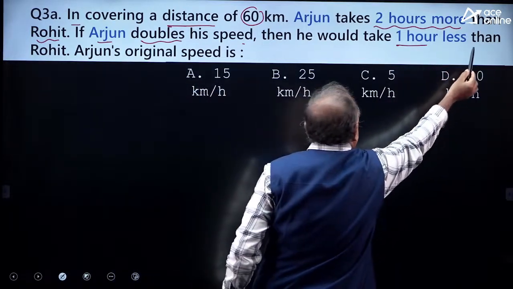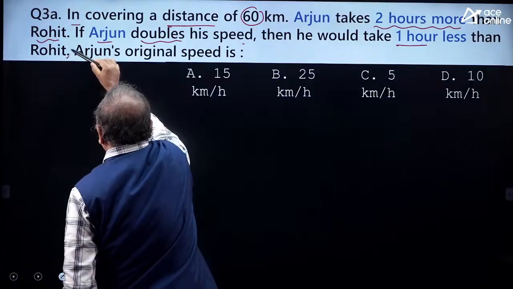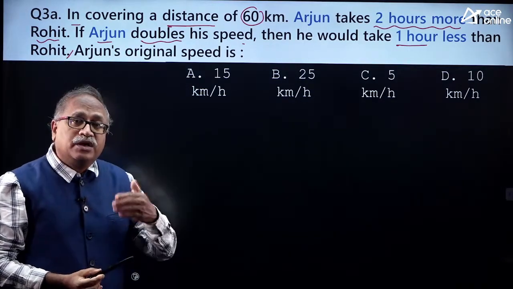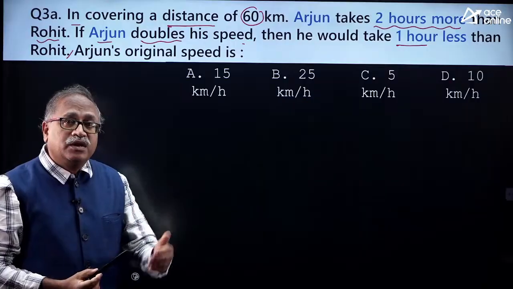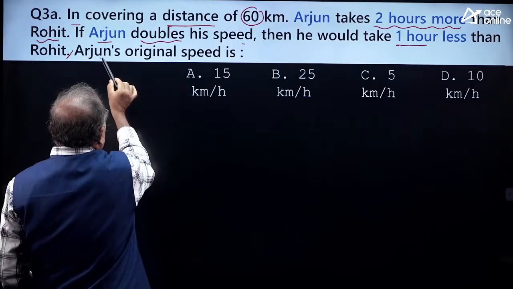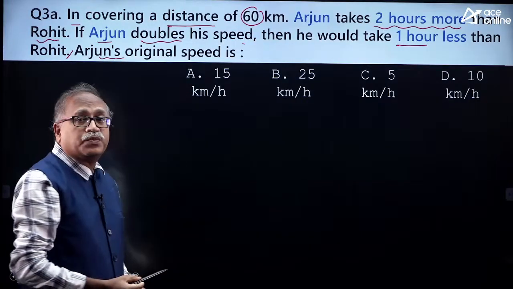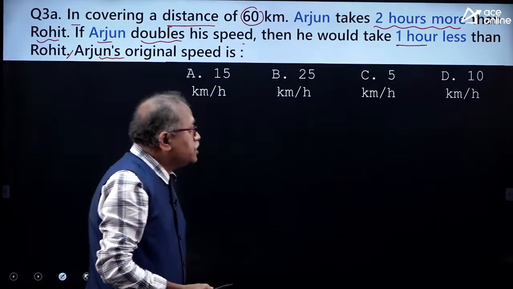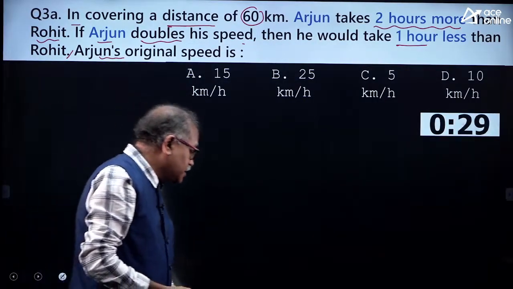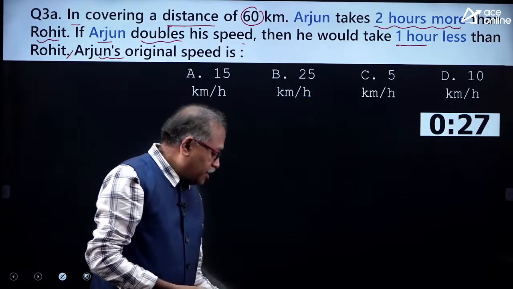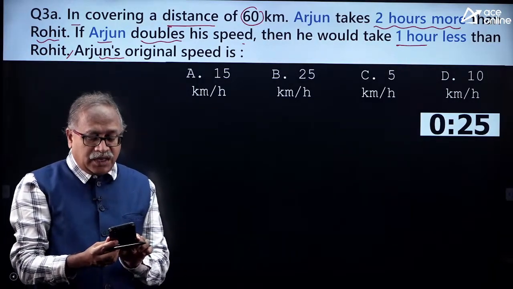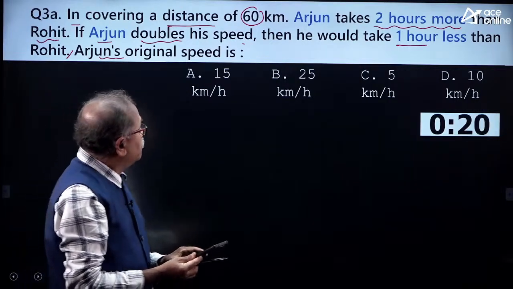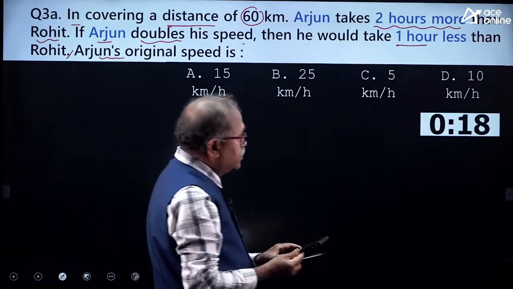Now, 1 hour less than Rohit. In the first case, 2 hours more than Rohit. If they double the speed, then 1 hour less than Rohit. So, what is Arjun's original speed? So, there is a shortcut for that, because this is a very standard question. Take 30 seconds from here, and you got the answer. Aman has already answered the question, 10 km per hour. I think he knows the shortcut.